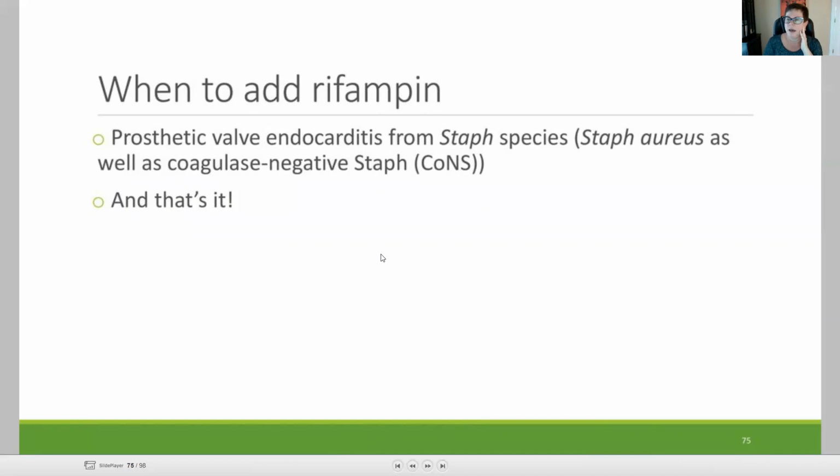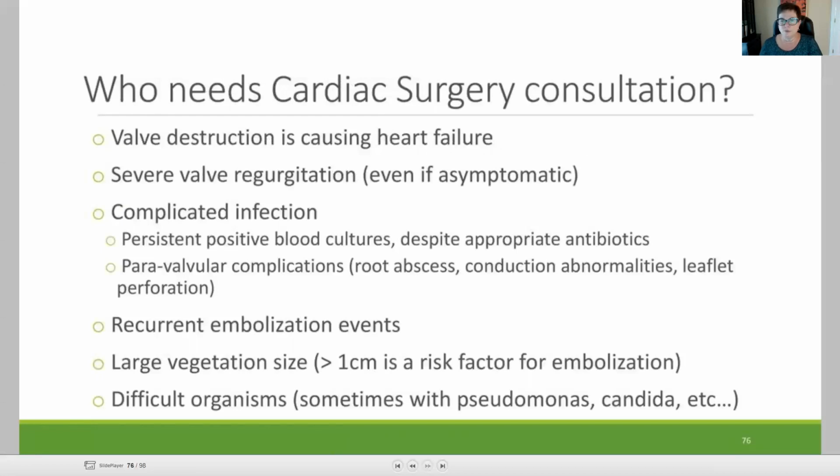And as a newer nurse, I always thought that all patients got rifampin, but looking at this presentation, Paula has educated me once again. So prosthetic valve endocarditis with particular staph, as well as coag negative staph, will receive rifampin, and that's it. Those are the patients. So anybody who has prosthetic valve endocarditis will receive the medication rifampin. Who needs a surgery consult?